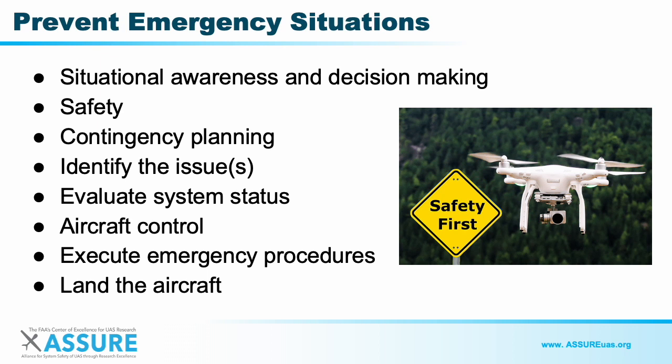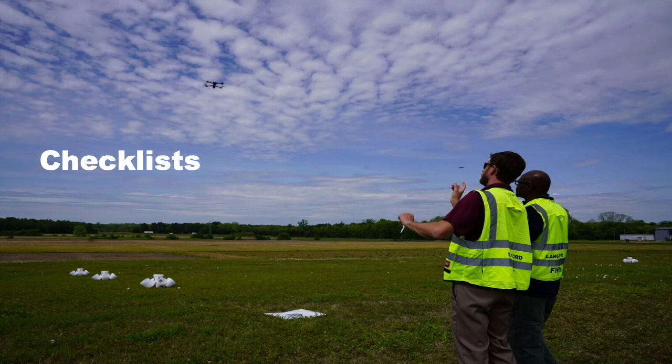Some good reminders include situational awareness and decision-making, safety, contingency planning, identify the issues, evaluate system status, aircraft control, execute emergency procedures, and land the aircraft. One way to synthesize all of your best practices is to use a checklist.